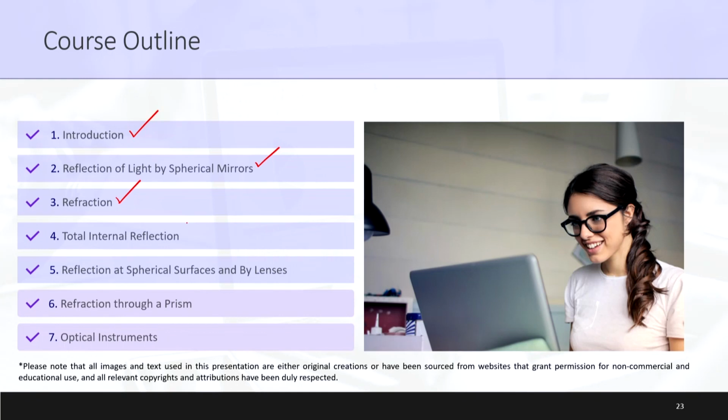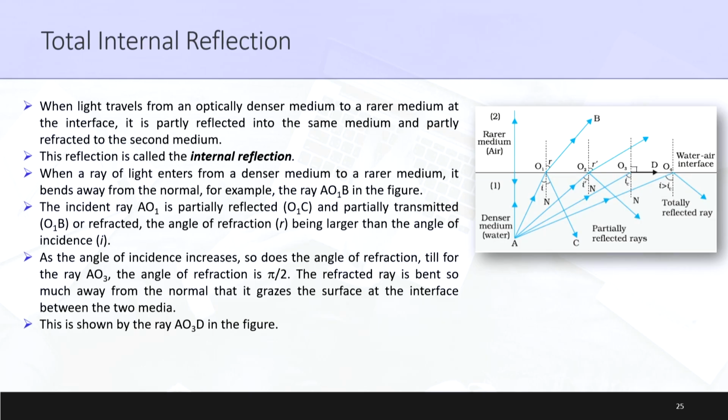The next concept which we understood is the fourth concept, that is total internal reflection. Right now we are on this topic: what is total internal reflection. So let us move on to total internal reflection now. When light travels from an optically denser medium to an optically rarer medium, at the interface it is partly reflected into the same medium and partly refracted into the second medium. This was understood in the previous lecture. This reflection is called internal reflection.